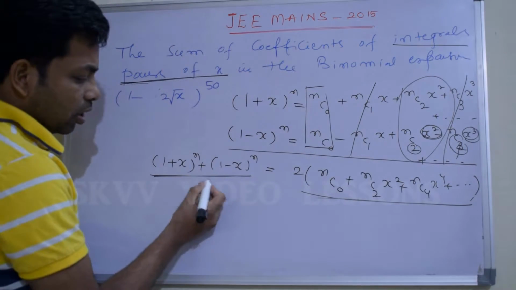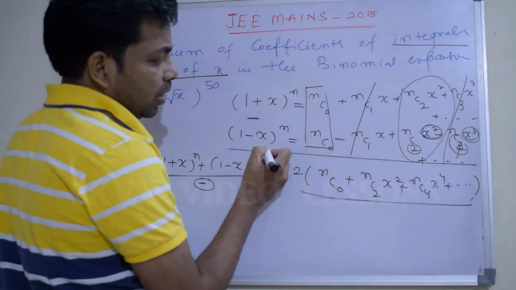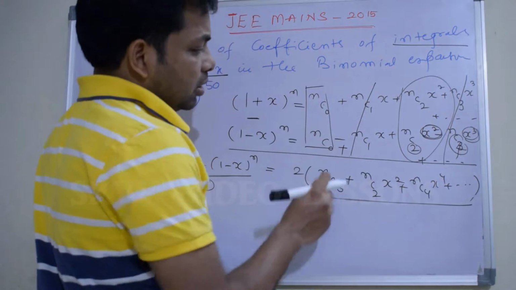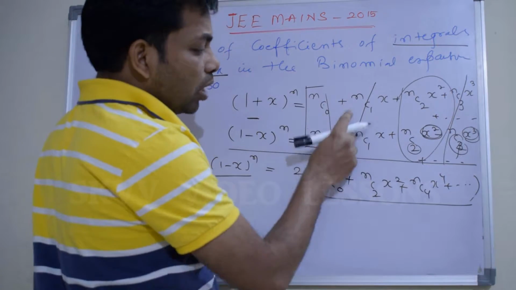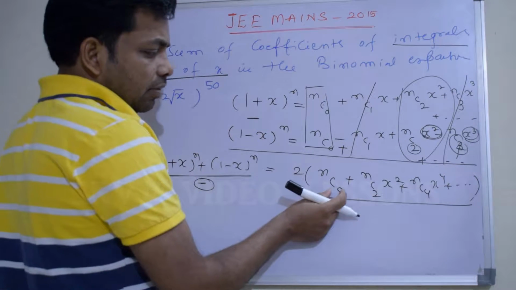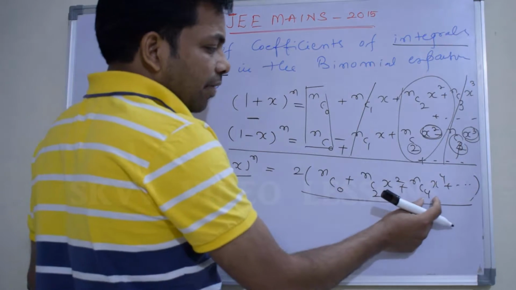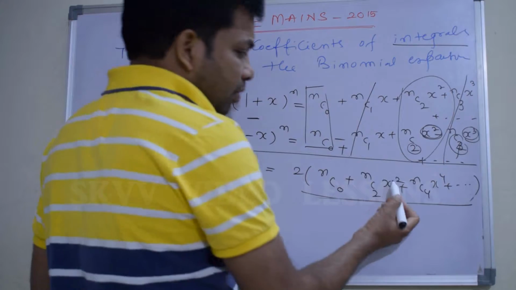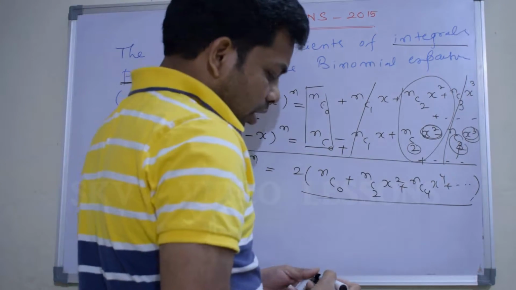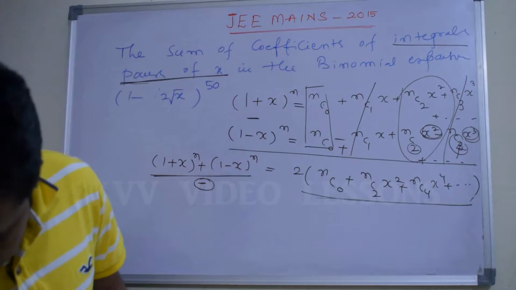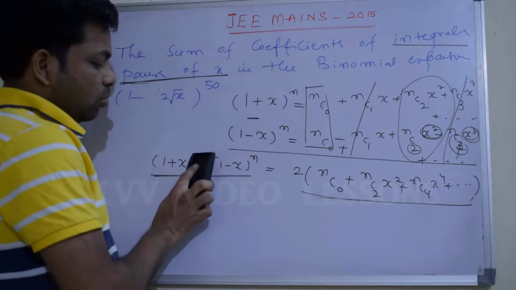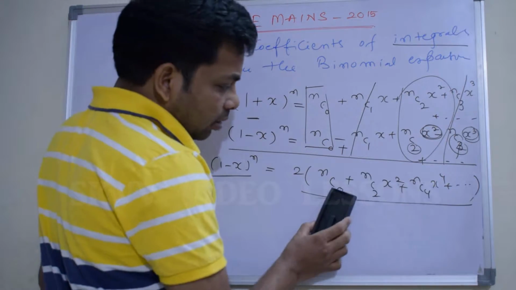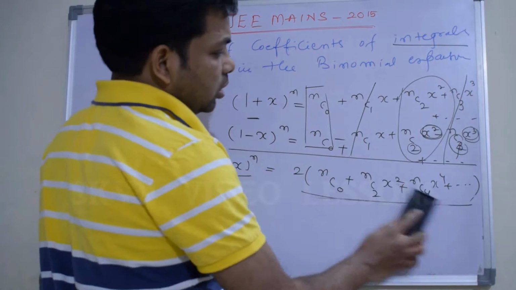Whenever you subtract these two expansions, NC0 will be cancelled, and subtract means the symbols will be reversed. So 2 NC1 x. What are you going to get? 2 times the odd ones: NC1 x, NC3 x power 3, NC5 x power 5. So like this you are going to get. So even powers you will get whenever you add, odd powers you will get whenever you subtract. So this is the key idea for this problem. (1 plus x) whole power n plus (1 minus x) whole power n is equal to double of the binomial coefficients having even suffixes: NC0, NC2, NC4, like this.